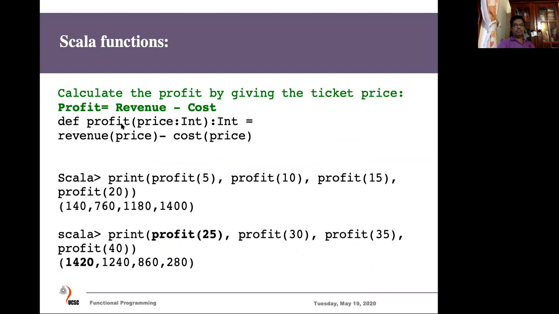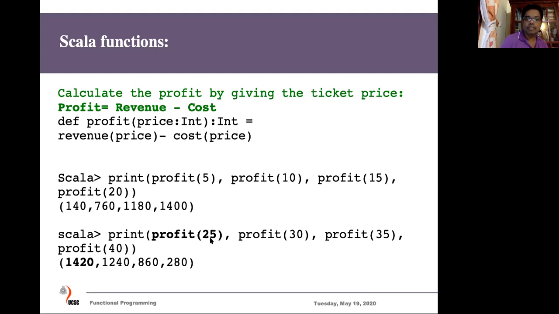So I code it in Scala, profit. My input is the ticket price. Then my profit is, I pass the ticket price to the revenue, then minus cost. I pass the ticket price to the cost function. So if I want to find the profit for 5 rupees, I call the profit function using ticket price 5. I call the profit function using ticket price 10, 15 and 20. So for each ticket price, you see, these are my profits: 147, 760, 1180 and 1400. If the ticket price is 20, my profit becomes 1400. So it's increasing. So let's now try the profit for 25, 30, 35 and 40.